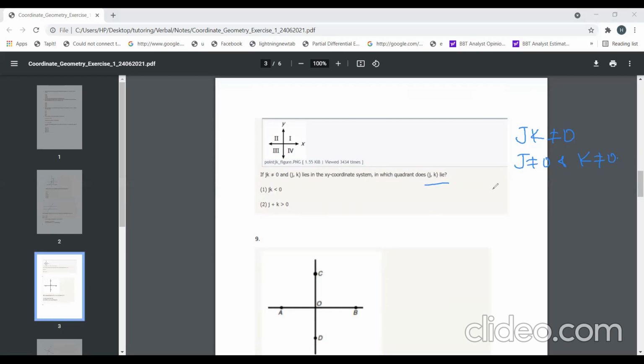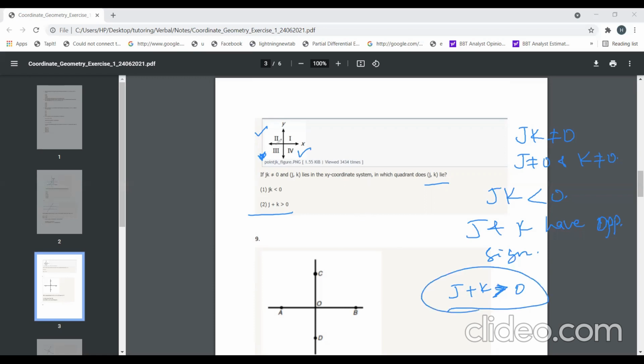First piece of information says JK is less than 0. That means they have opposite signs. Make sense? Yes. That means they could be lying either here or fourth. Oh, sorry. Second or fourth. Second information says J plus K is greater than 0. Is it any meaningful piece of information? Is it possible to have this kind of condition in either of these two quadrants?